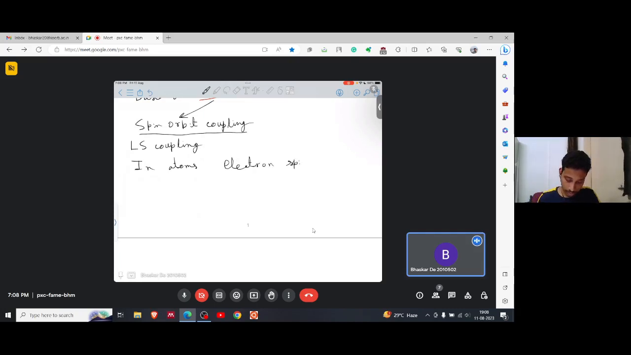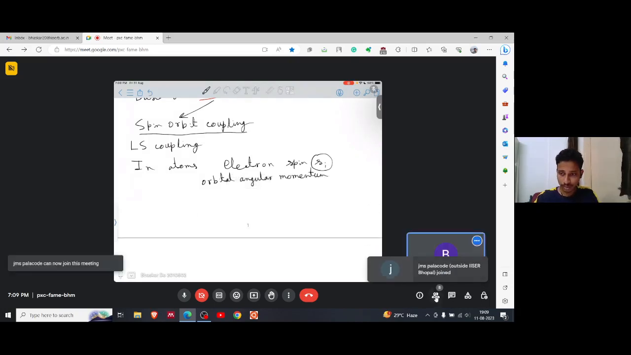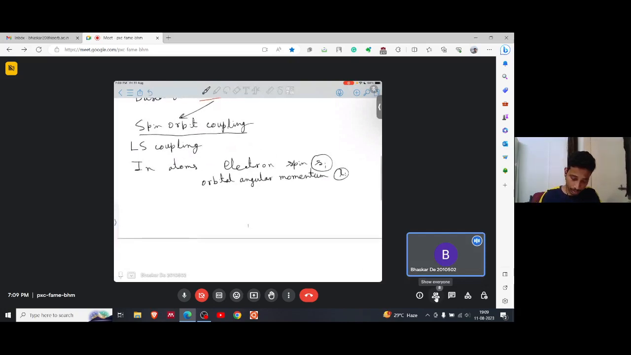electron spin as Si and orbital angular momentum Li. So now this electron spin will interact with themselves and it will combine to form a total spin angular momentum.